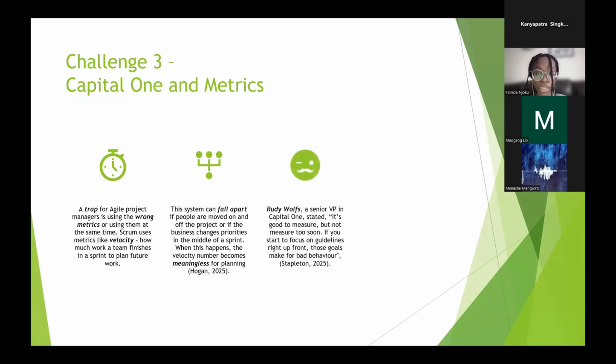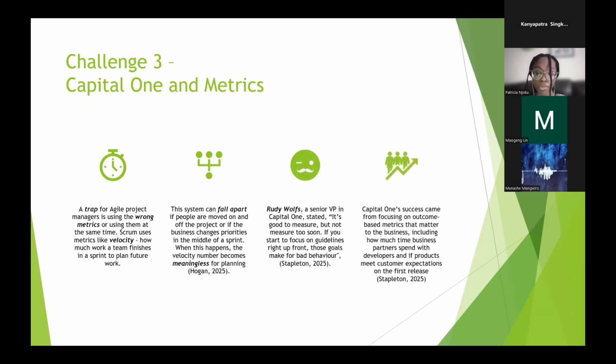Rudy Wolfs, a senior VP at Capital One, stated, "It's good to measure, but not measure too soon. If you start to focus on guidelines right up front, those goals might make for bad behavior." So then Capital One's success came from focusing on outcome-based metrics that matter to the business. This can include how much time the business partners spend with developers, and if products meet customer expectations on the first release.